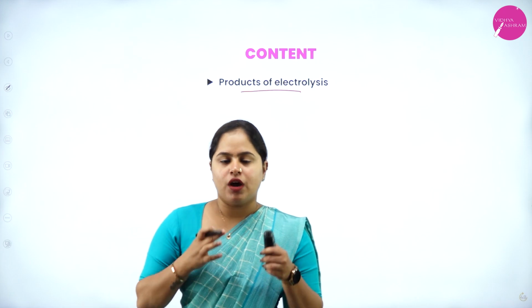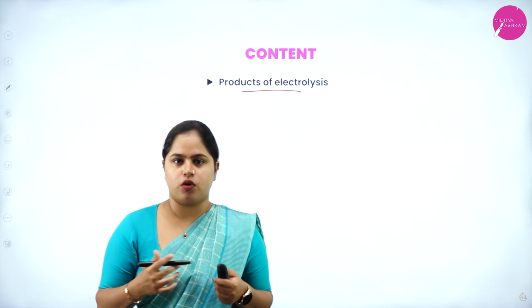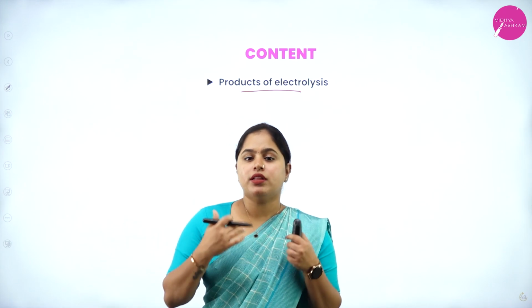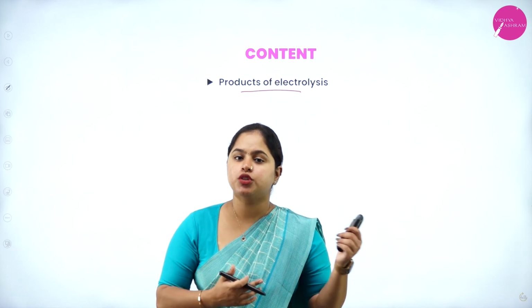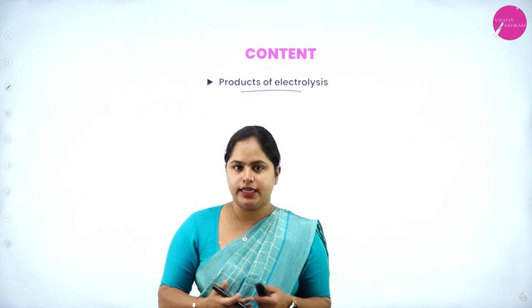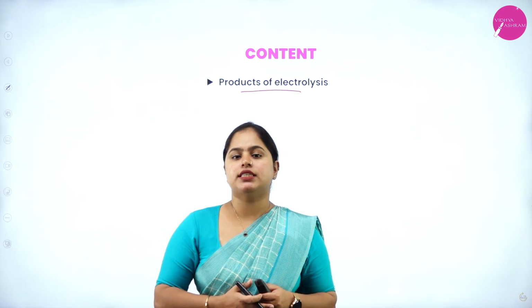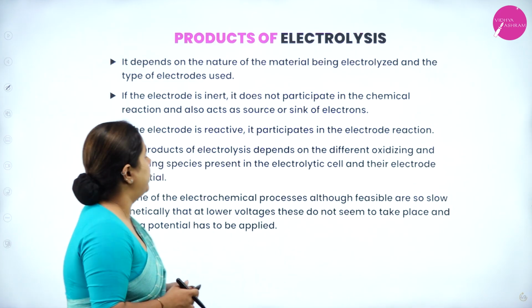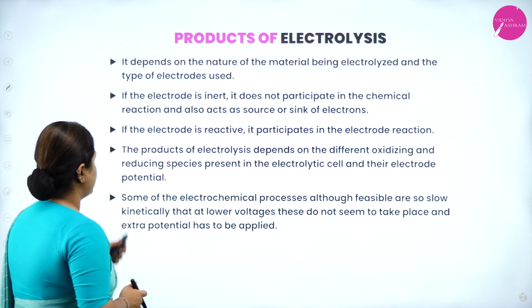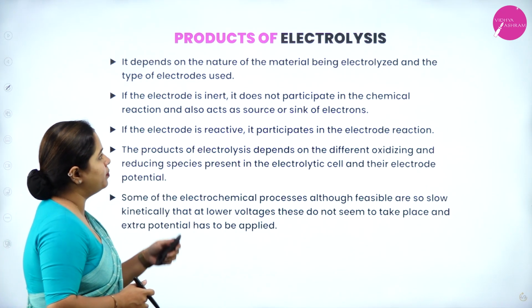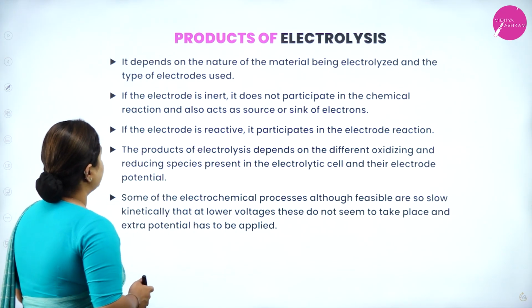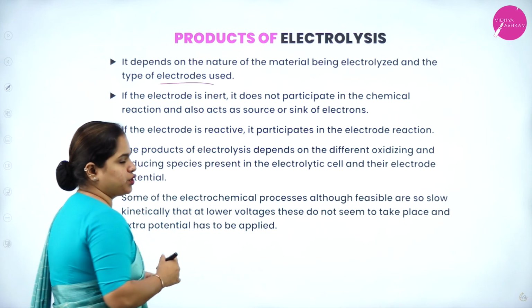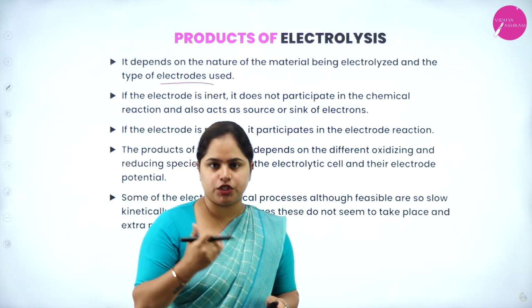We already have studied what electrolysis is. Depending upon the electrolyte which is present, we are going to get different types of products in the electrolysis. Regarding that in detail, we are going to study today. So let's begin our class with the products of electrolysis. It depends upon the nature of the material being electrolyzed and the type of electrodes being used. So what is the product which is formed?